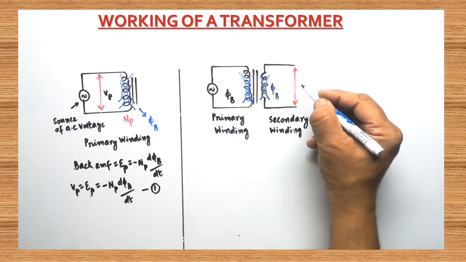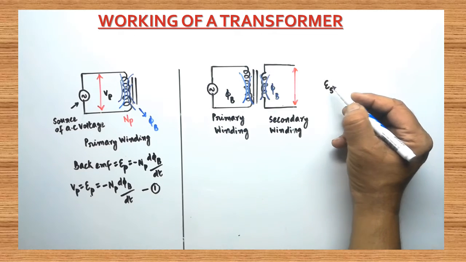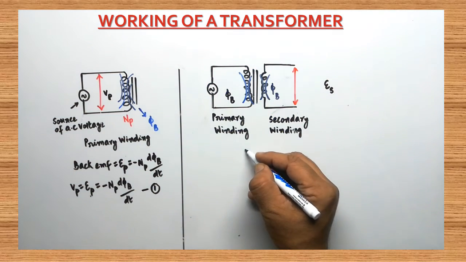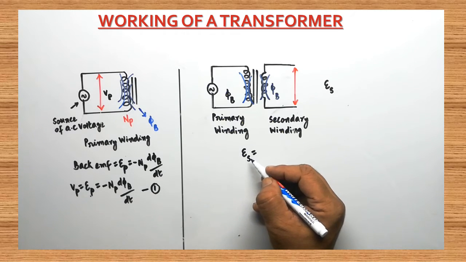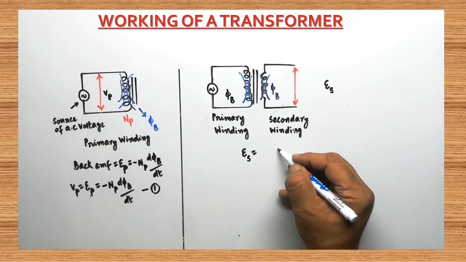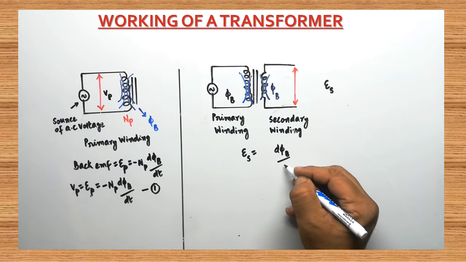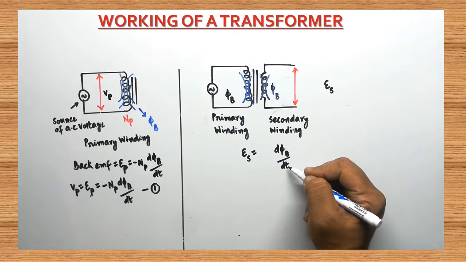That induced EMF can be called ξs. The induced EMF which is produced in the secondary coil can be taken as ξs. Are you clear? Now I am going to write the expression for ξs, that is, the induced EMF produced in the secondary coil. How does it happen? Because the magnetic flux is changing with respect to time. Magnetic flux linked with the coil changes with respect to time.